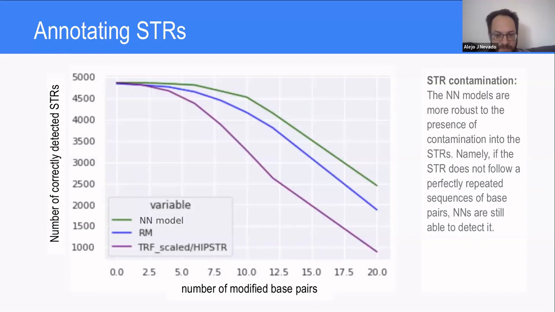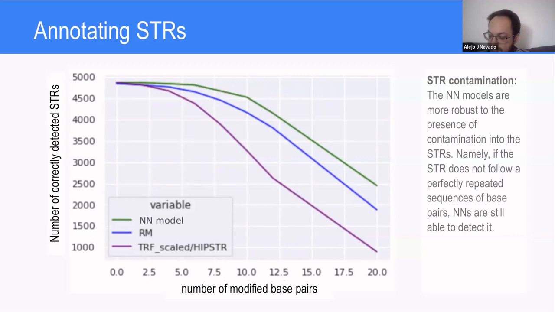Well, in the y-axis you have, out of a data set of 49,000 repeats, how many of those were correctly detected by each one of the methods, depending on how many base pair impurities you were introducing into the repeat. These were repeats where the pattern or windows of repeats were of up to 100 base pairs. It seems that if we introduce up to 20% of impurities, the neural network method, the green line, is still able to detect the repeat still a bit above the other methods.